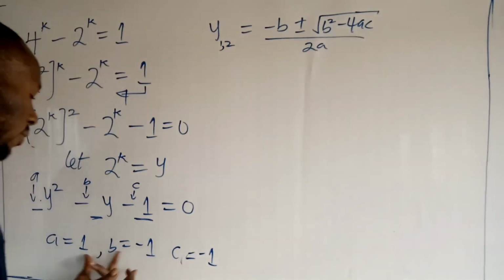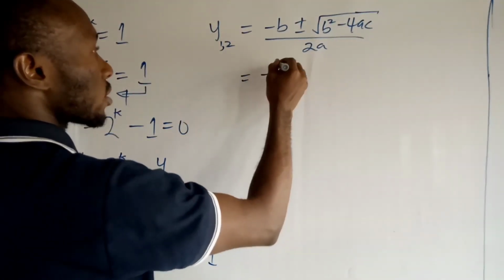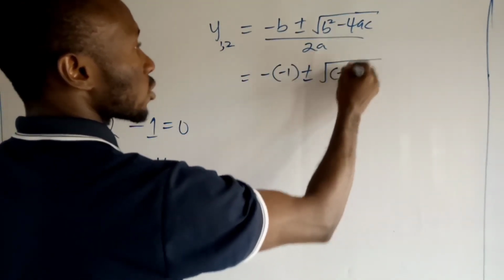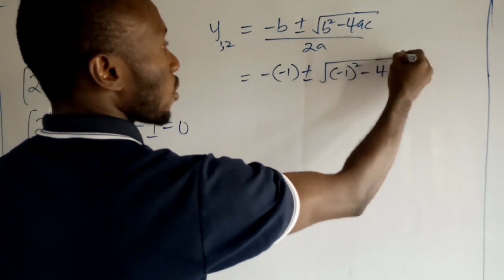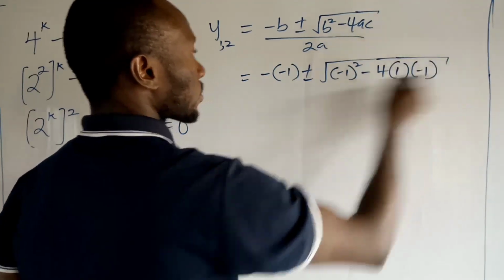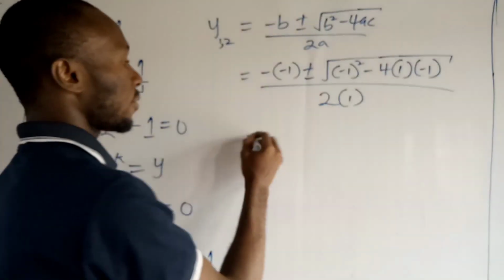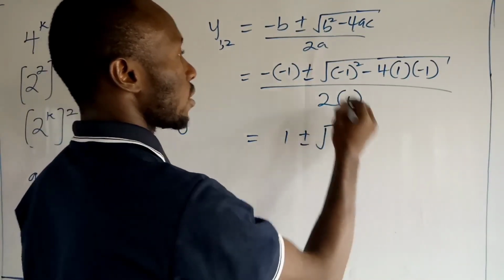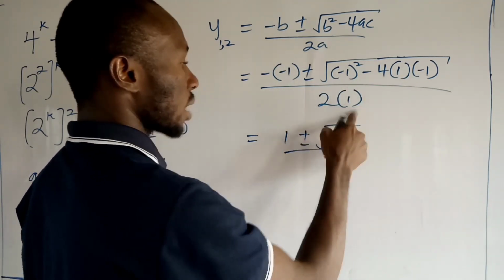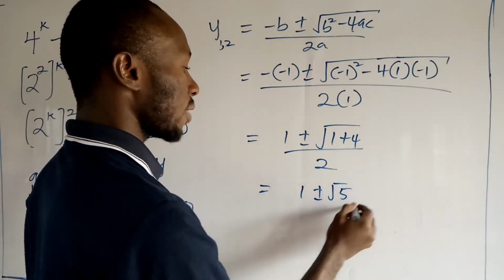So right now I'm going to plug these values of a, b, and c into the quadratic formula. So we have minus b, where b is minus 1, plus or minus the square root of minus 1 squared, because b is minus 1, minus 4 times a, which is 1, and c, which is minus 1, all over 2 times a, which is 1. So let us clean up this equation. We have 1 plus or minus the square root of 1 plus 4, all over 2 times 1, which is 2. Further ahead, you can say 1 plus or minus root 5 over 2.